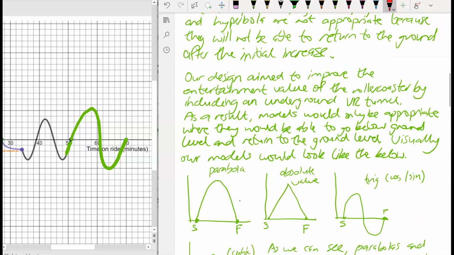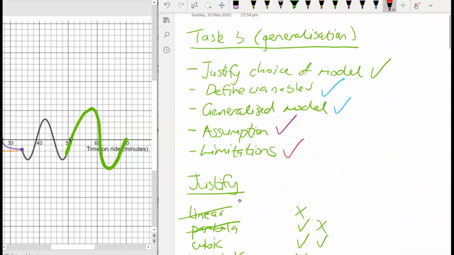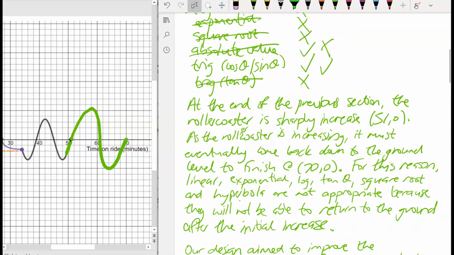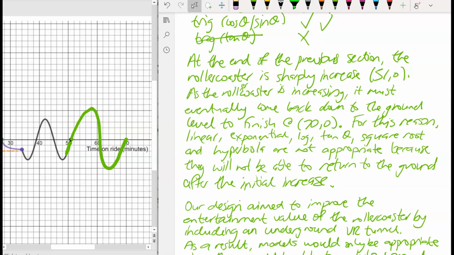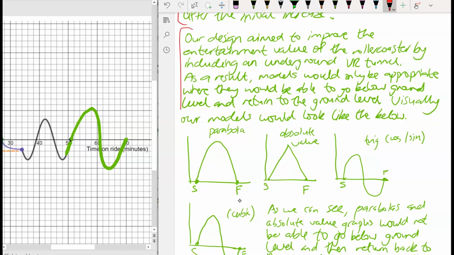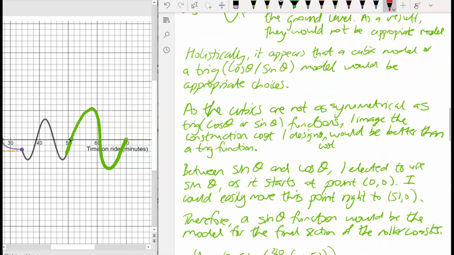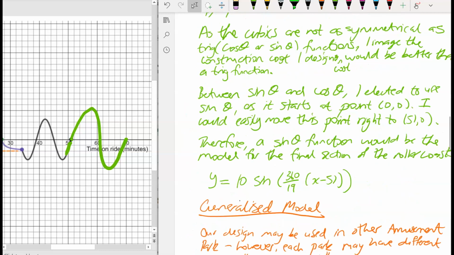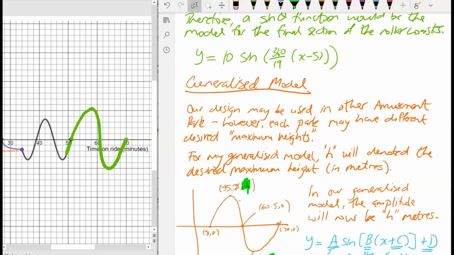So let's go up to our top for this section. We've now just listed our limitations. And to me, that looks like we've wrapped up our answer for the excellence generalization part. So let's have a look at what we've done. We've gone through all of the models. We've stated that a lot of the models aren't appropriate because we can't get them to start and finish at the desired points. We've also chatted about why some models are better in terms of the entertainment value. And we've then made a decision as to what model we used, and that was the sine function. We've then come up with a generalized model.